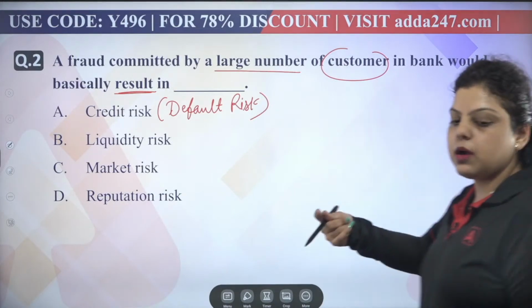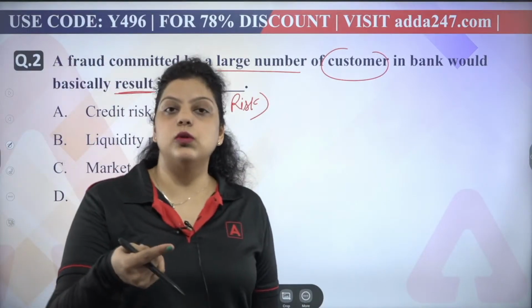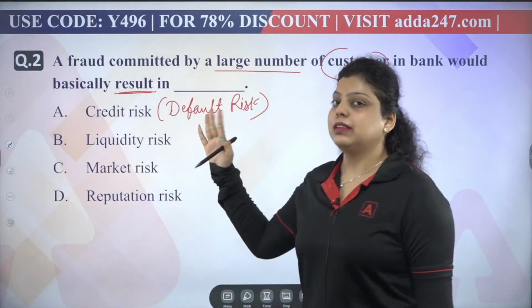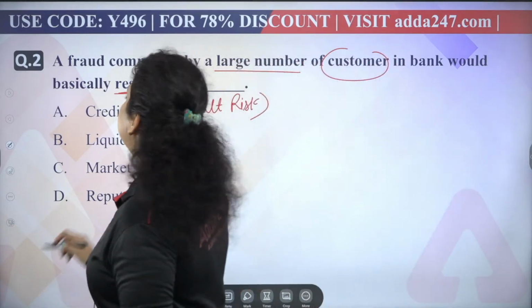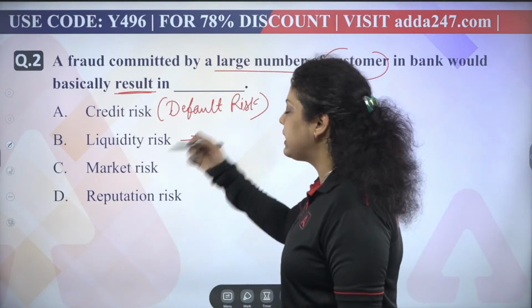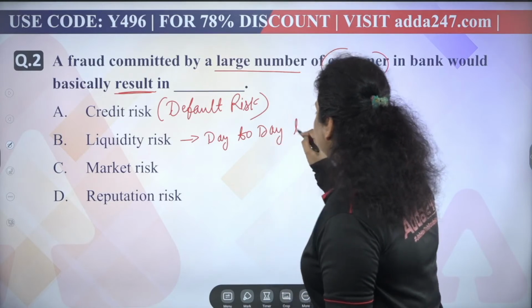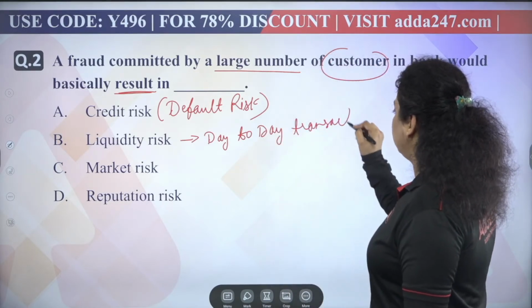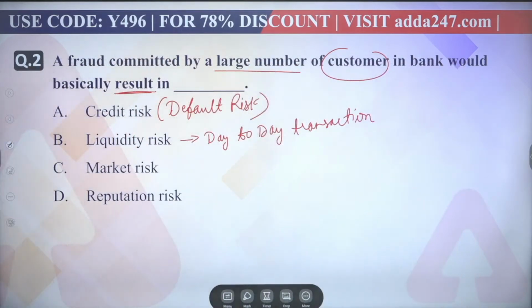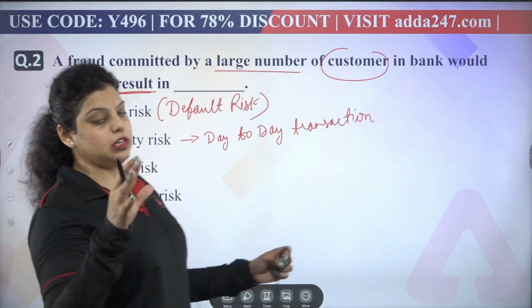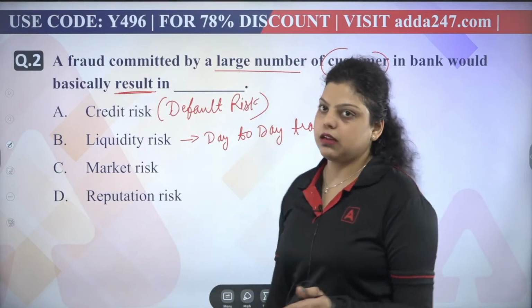If we talk about credit risk, what is credit risk? When the customer is defaulting, when the customer is not repaying the loan of the bank, that is known as credit risk, or that's why we are saying it's default risk also. What is liquidity risk? Liquidity risk is the type of risk when the bank is not able to perform its day-to-day transactions because of no cash. When the bank is facing the liquidity issue, the cash issue, in that situation the bank is not able to perform its day-to-day transactions, and that is known as liquidity risk.